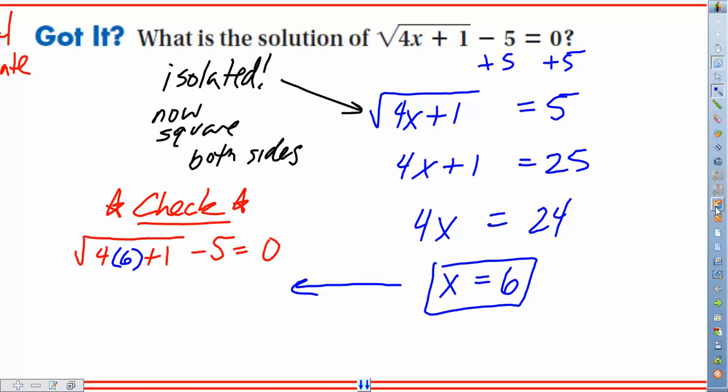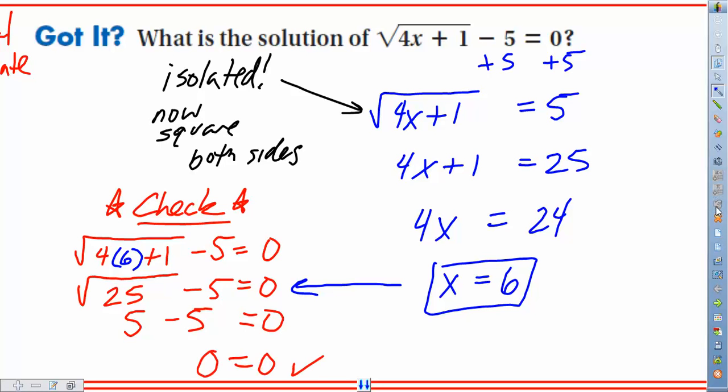Don't forget, we would really want to check our solution here. So to check our solution, substitute that 6 back into that equation. So 4 times 6 plus 1 first, and then we'll subtract 5, and hopefully we get 0. So 4 times 6 gives us 24. 24 plus 1 gives us 25. The square root of 25 would give us 5, and 5 minus 5 indeed is 0. So we did it!